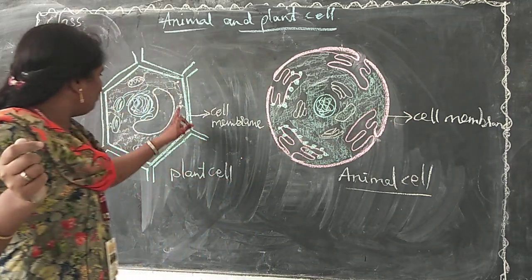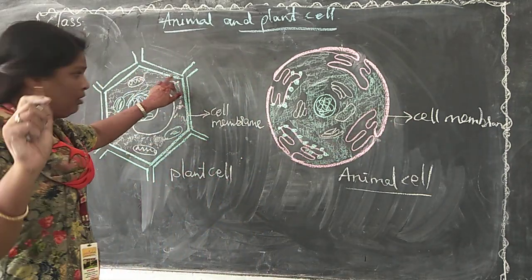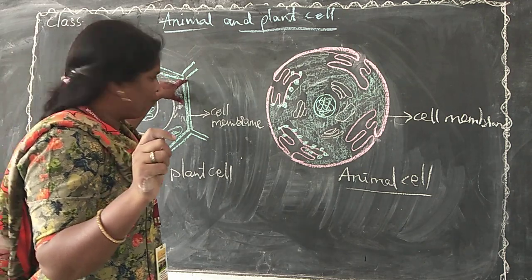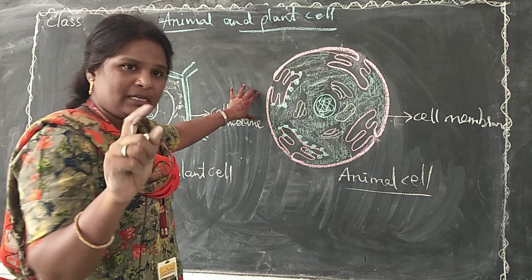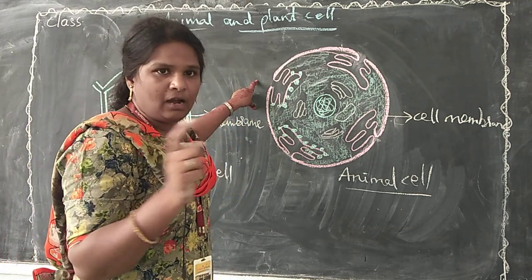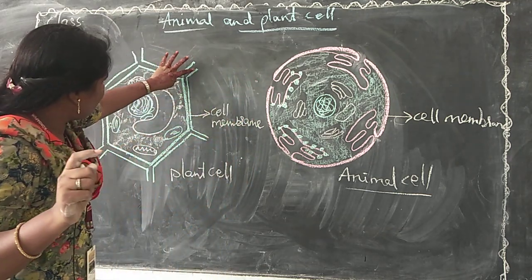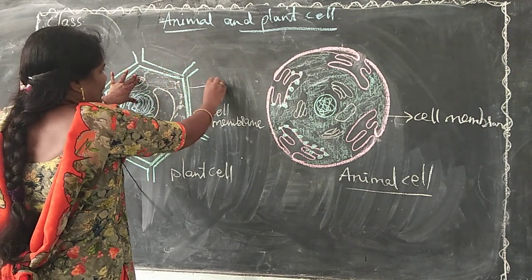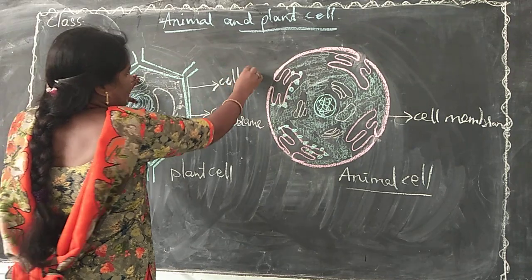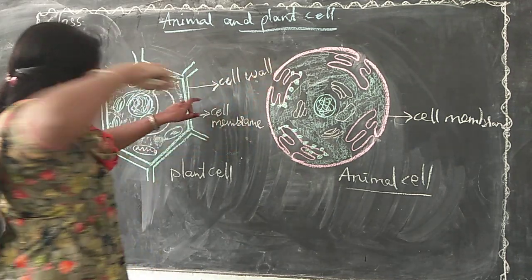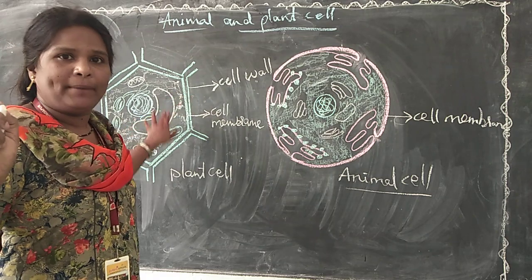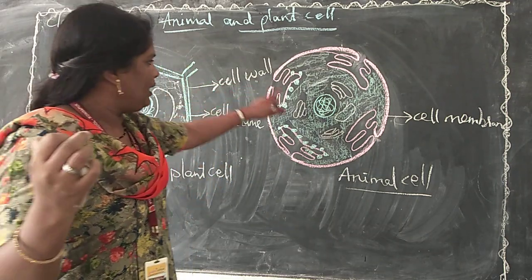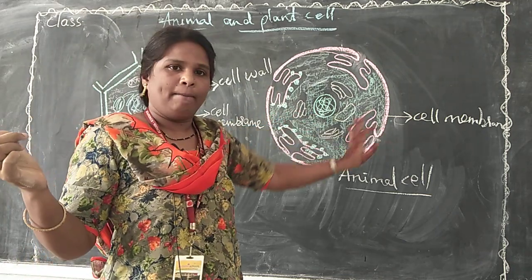Here also, cell membrane. Then in the plant cell, one more layer is present outside the cell. What is this? But in the animal cell, there is no other layer outside the cell. Whatever outer layer is present here, this is the cell wall. This is the special character of the plant cell. What is that? Cell wall. The outermost layer of the plant cell is the cell wall, and here the inner layer is the cell membrane.